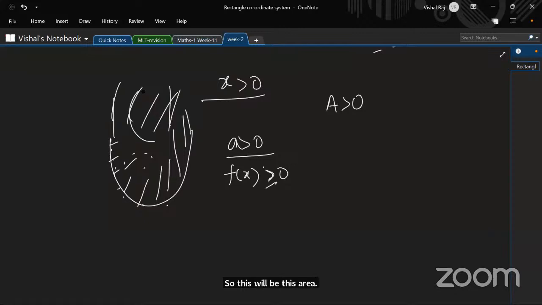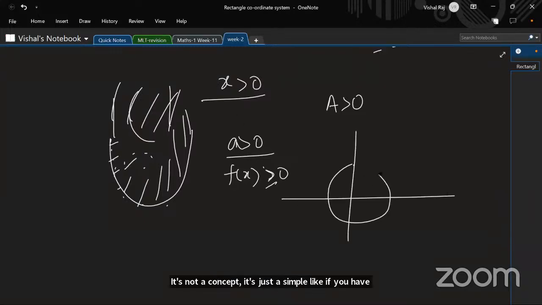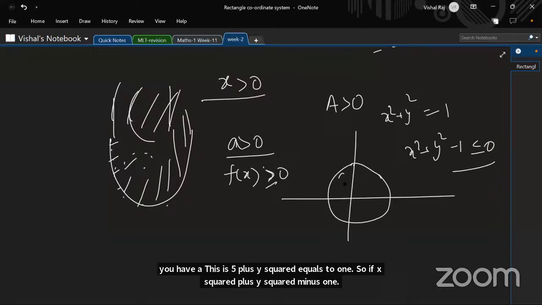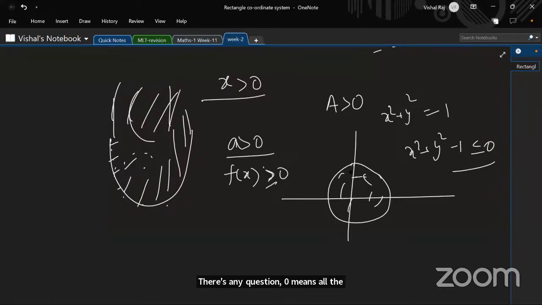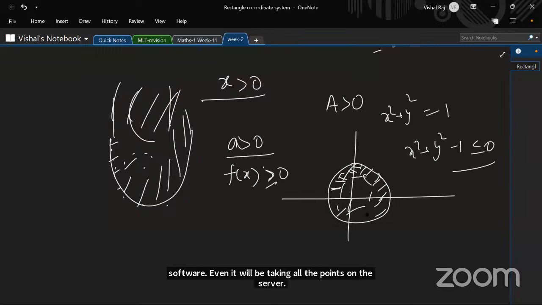Can you repeat this concept, sir? It's not a concept, it's just simple. For example, leave the parabola; if you have a circle, x square plus y square equals 1. So if x square plus y square minus 1 is less than or equal to 0, it means all the points inside this circle, and even all the points on the circle. So it will be all the points inside the circle, not only inside, but even on the border also.